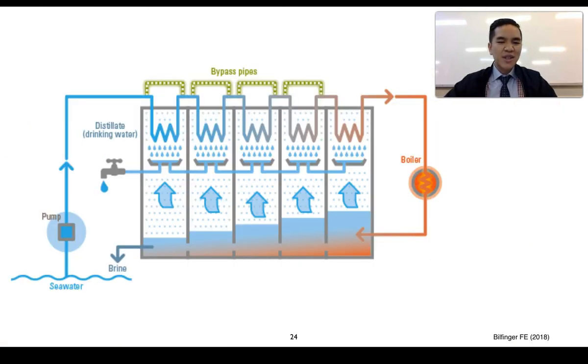Thermal distillation is a process which is a bit more common in the Middle East. This is because rainfall is quite low there, and they do have a fairly high abundance of fossil fuels which they can use in this process.